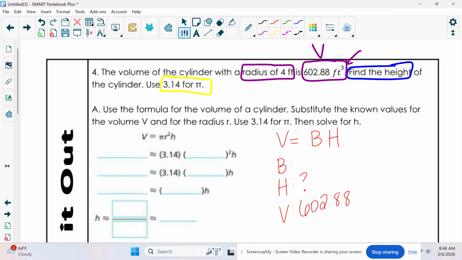Okay? We can find the area of the base because all we need for the area of the base is the radius, right? And we have the radius, right? Yeah, 4 feet. So, pi r squared. Pi is 3.14. Our radius is 4, so 4 squared. So what does the B end up equaling? 50.24.